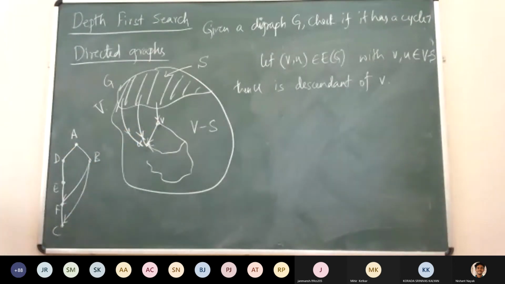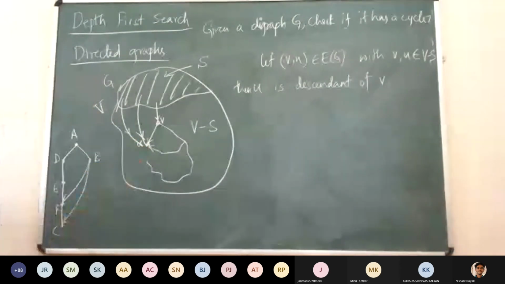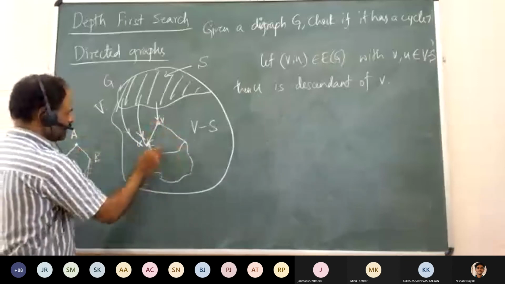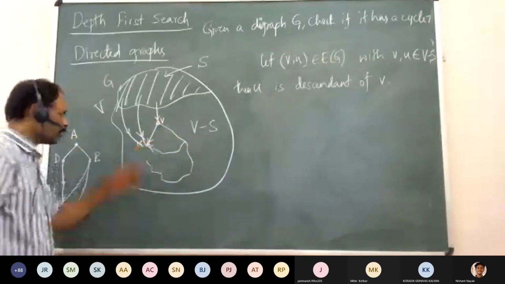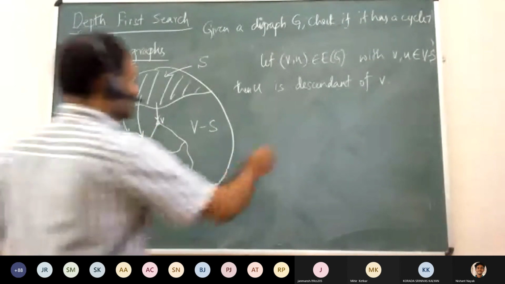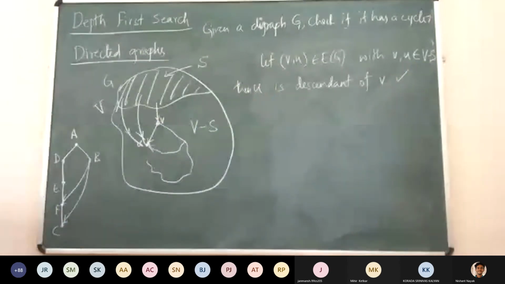Since the edge VU is there, it is always a candidate for the discovery. Which means that either it might also be like this. Even if the DFS traversal goes like this, it will be a descendant of V, or it will become a descendant of V using the edge VU, right? So this is always true. Is this fine?